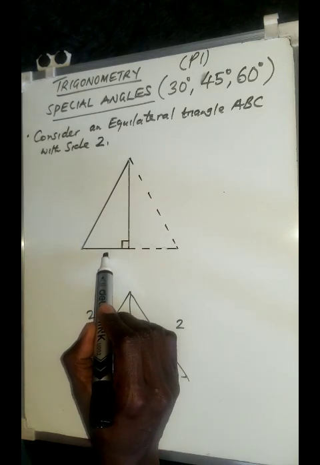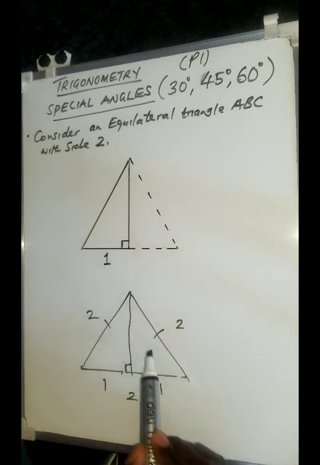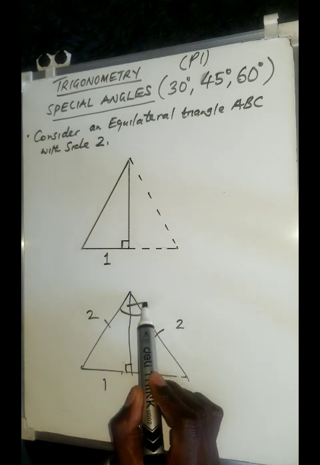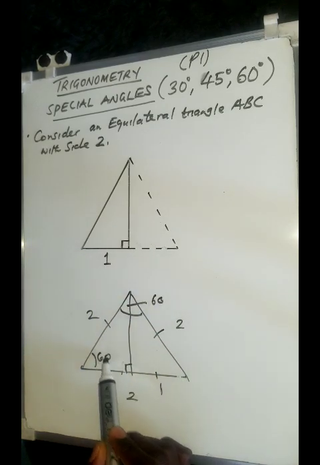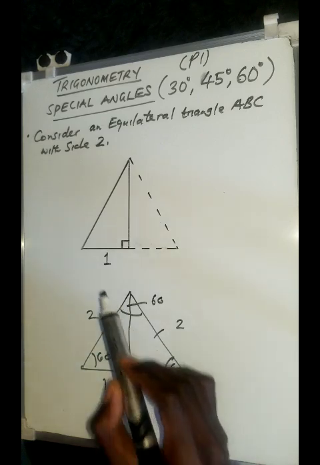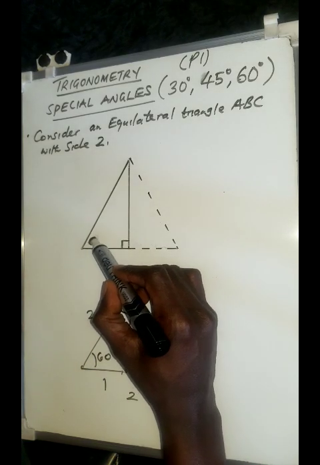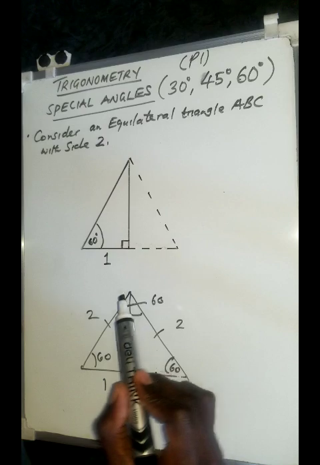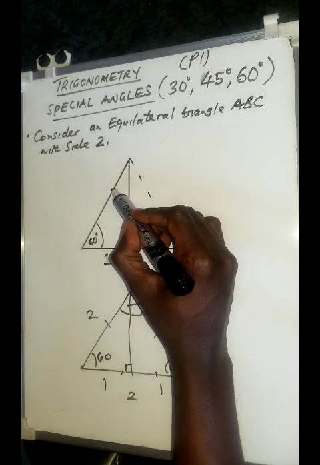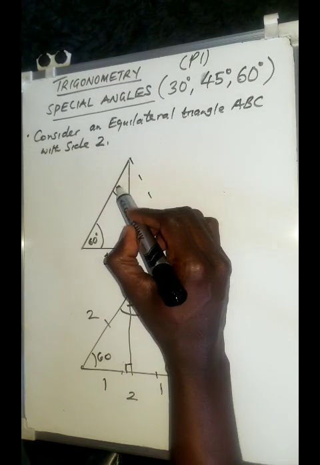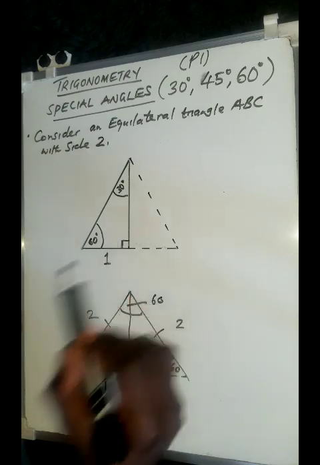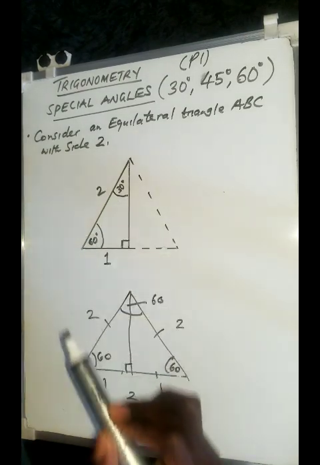And this is what I want to put up here. You have a 1. So all the angles in an equilateral triangle are 60: this angle is 60, this angle is 60, and that angle is also 60 degrees. So this angle here is actually 60 degrees. When you divide it halfway, it simply means that this angle here is going to be 30 degrees and 90. This side will be 2.